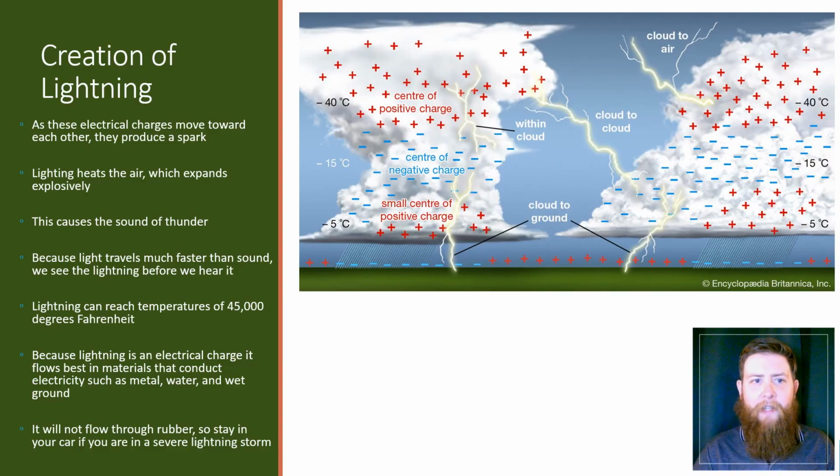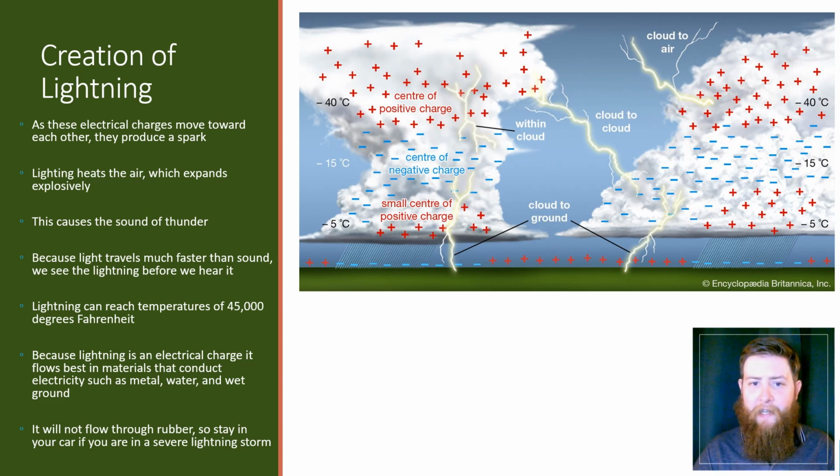So as these electrical charges are moving around, they produce a spark. Lightning heats the air, which expands very, very quickly and explosively. This expansion of air causes the sound of thunder. Because the lightning is moving much faster, we see the lightning way before we hear it. Lightning is very, very, very hot, up to 45,000 degrees Fahrenheit.